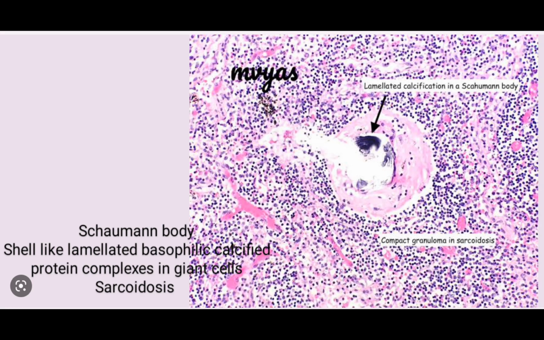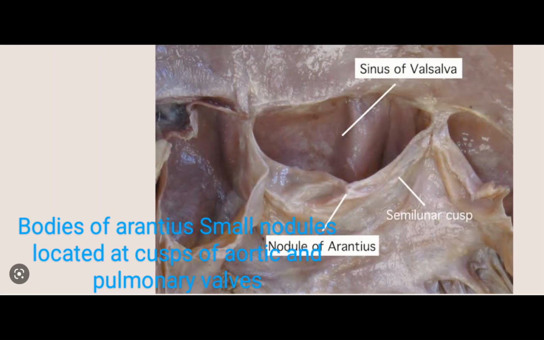Shell-like Schaumann body. Then next we have bodies of Arantius. Bodies of Arantius are small nodules located at the cusps of the aortic and pulmonary valves. Basically, the nodules on the aortic and pulmonary valves are the bodies of Arantius.